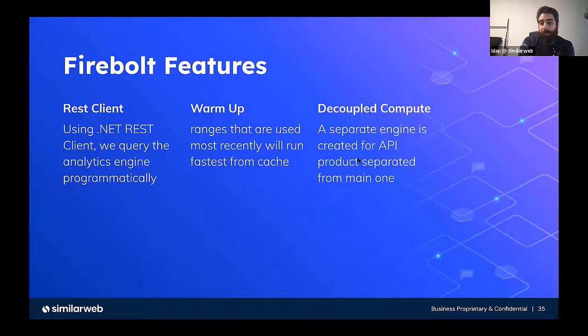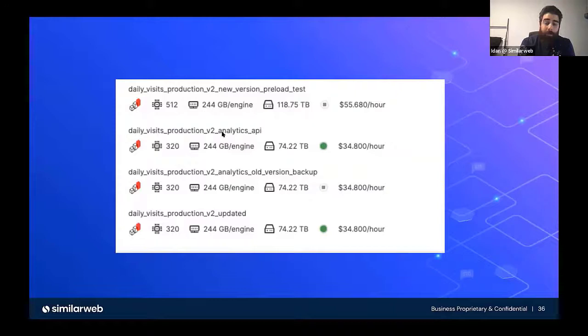Decoupled compute, okay, we have a separate engine, for example, for another product we have, the API product, which is a separate engine. It does the same queries, does the same stuff, but it's a different engine in order to handle different loads. It can be an engine with different specs. Also, we use the same engine for other features on the same data, as I said before. This is just a screenshot of the engine for the analytics API, which we have in production, and also a regular engine for the web applications.